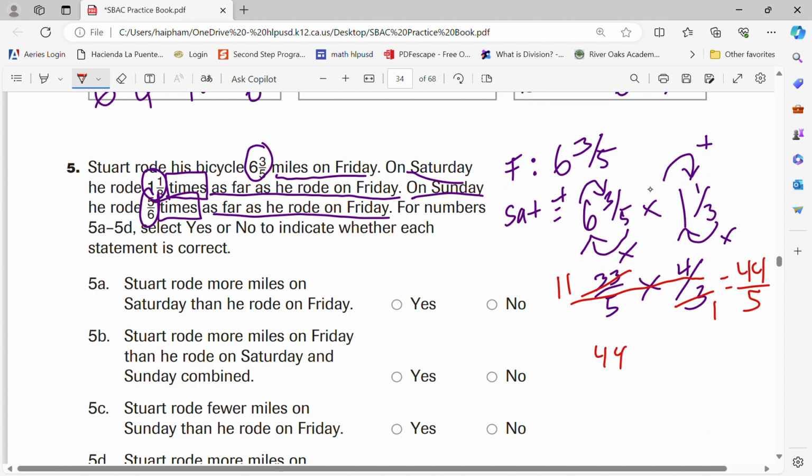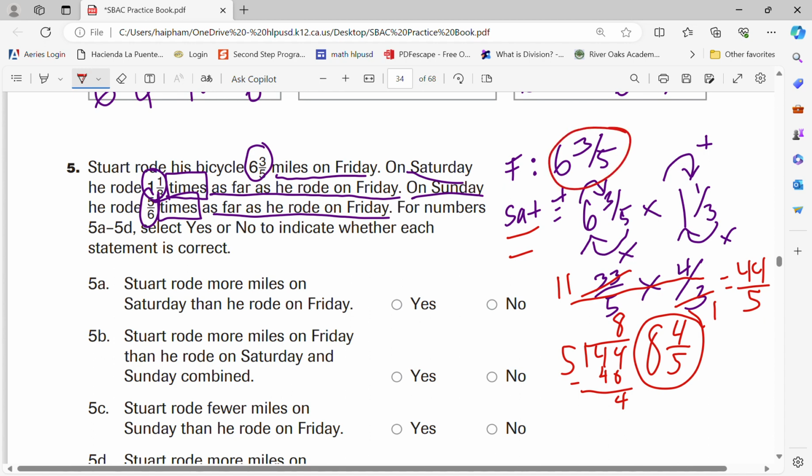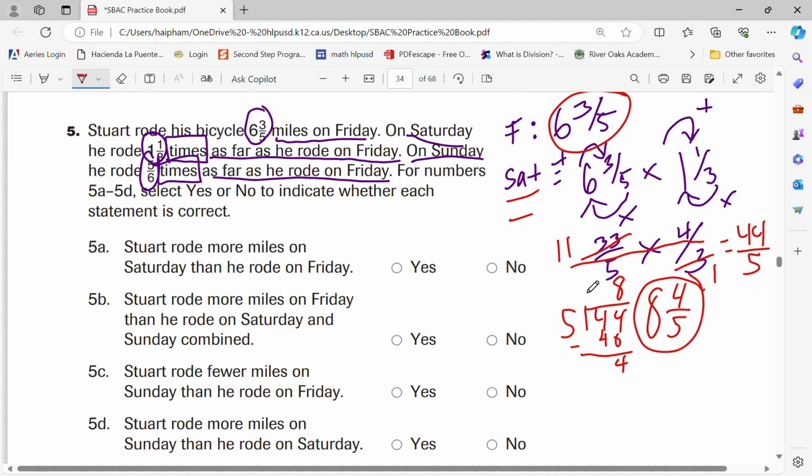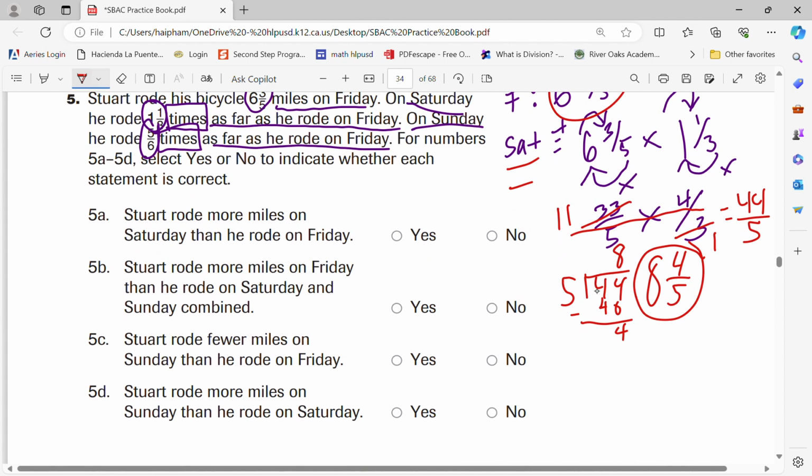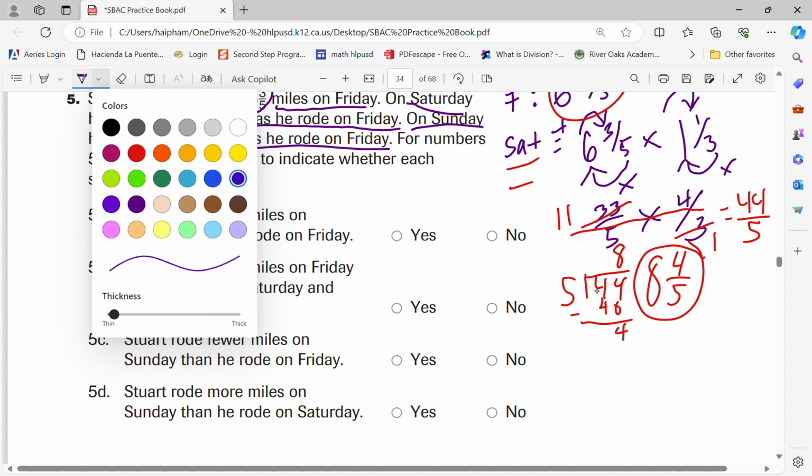I have 44 divided by 5. 5 will go into 44 8 times. 8 times 5 is 40. 44 subtracted by 40 will be 4. So my whole number here is 8. 4 is my remainder, and 5 will be my denominator. So on Saturday, he rode 8 4/5 miles. On Friday, he rode 6 3/5. Let's determine Sunday now. And let me switch color here. Let's go with the blue.